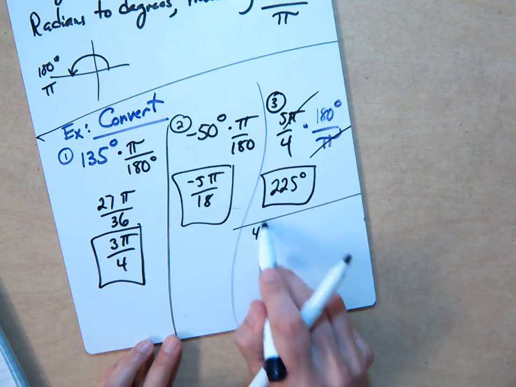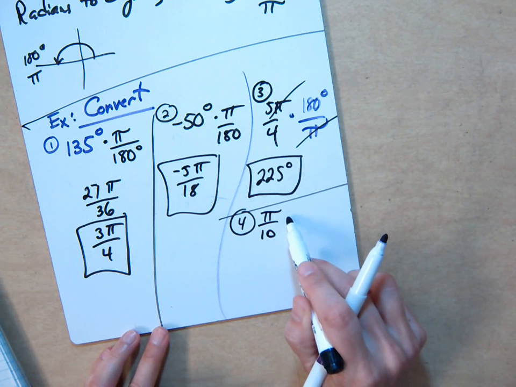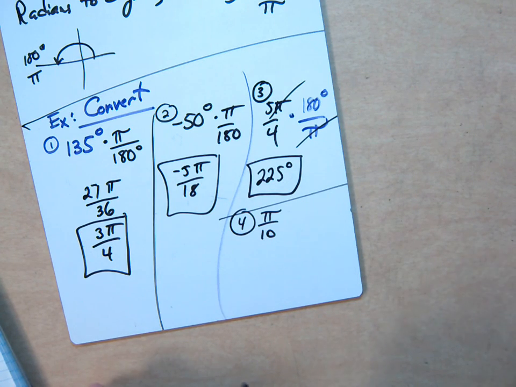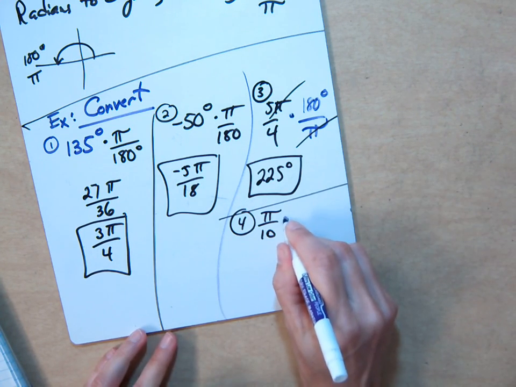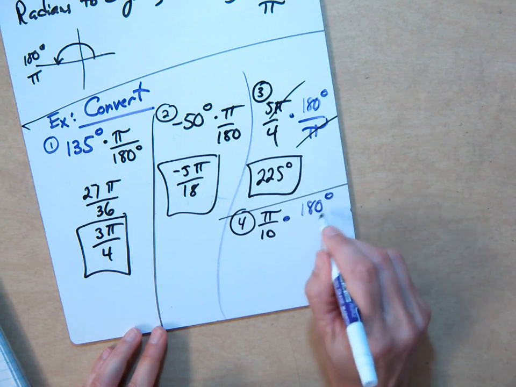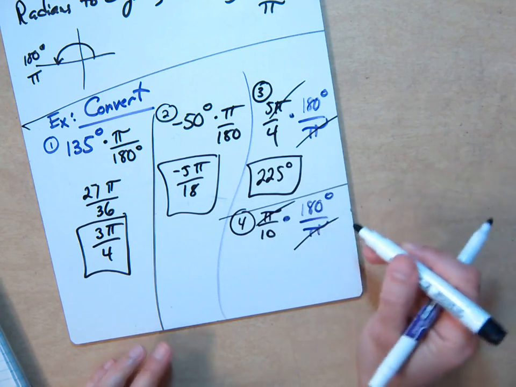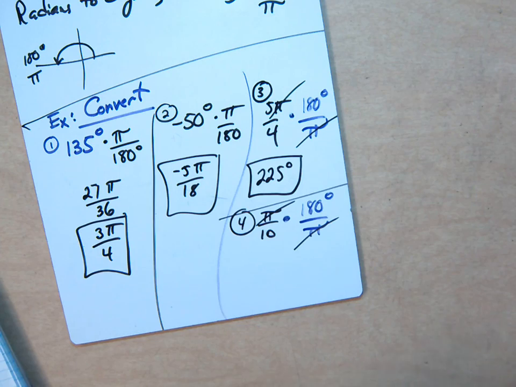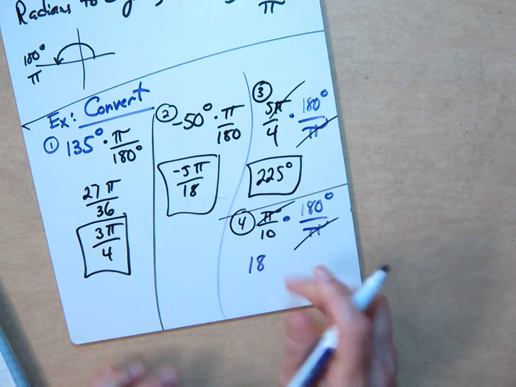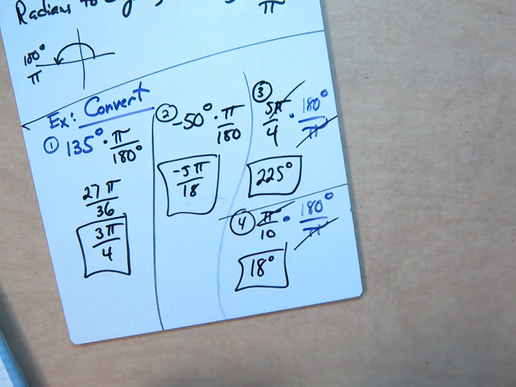We're going to do one last example. Let's try pi over 10 radians. I want my answer in degrees. Good. Multiply by 180 degrees over pi. So those cancel. 180 divided by 10, so you get 18 degrees. And those are equivalent when you're measuring an angle, which is the point. Measuring angles in radians.